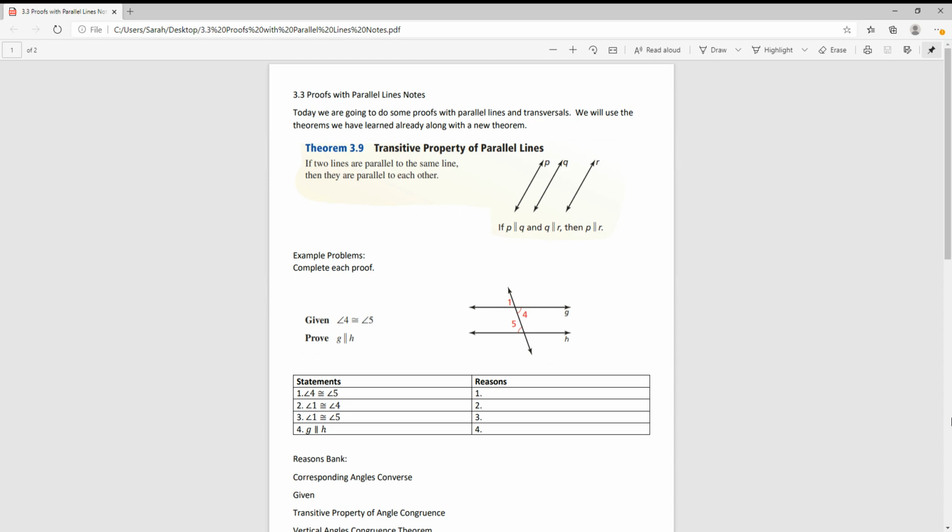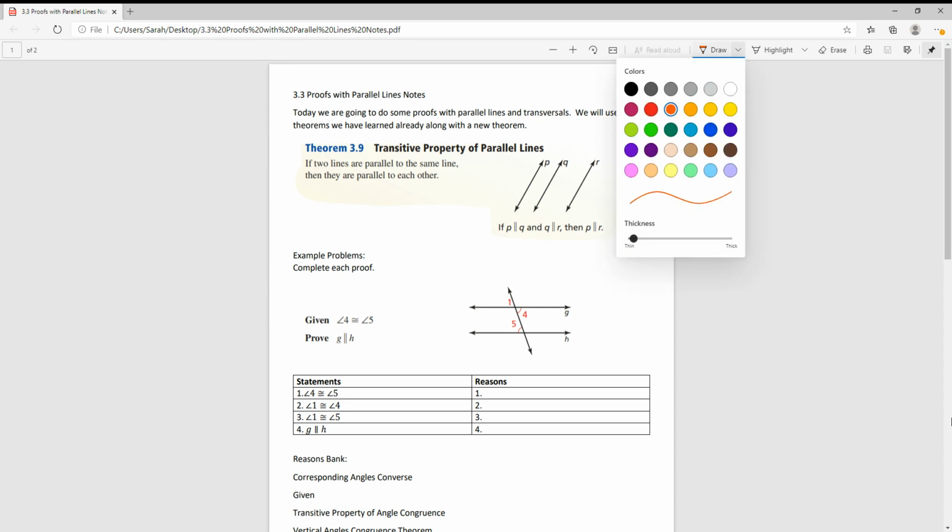We're not going to see it in the proofs in these examples, but it's just another one that's good to have in our back pocket for future reference, and that is the transitive property of parallel lines. If you have two lines that are parallel to the same line, they are parallel to each other. So what this is saying is if we know that P and Q are parallel and that Q and R are parallel, we can directly say that P is parallel to R.